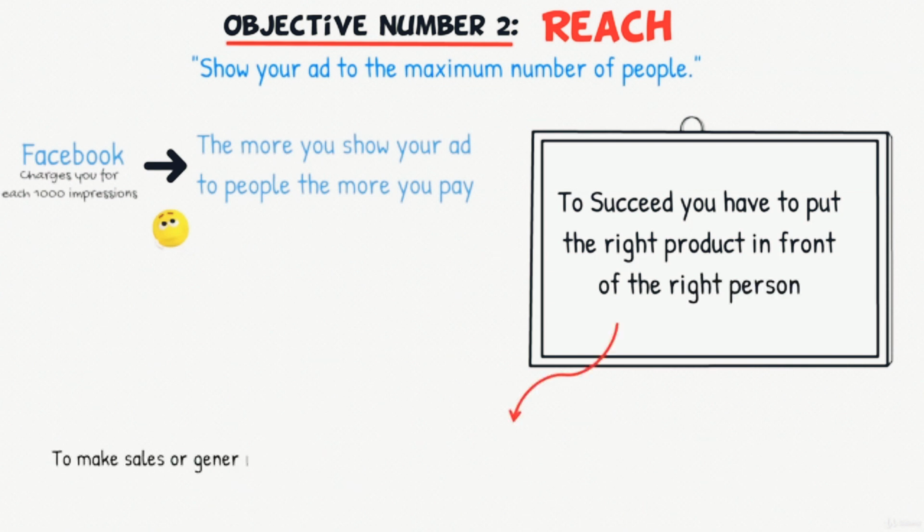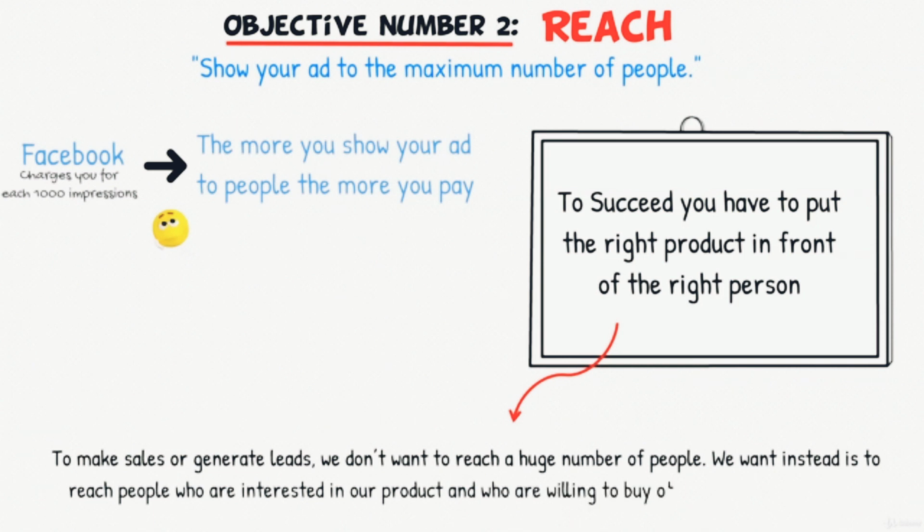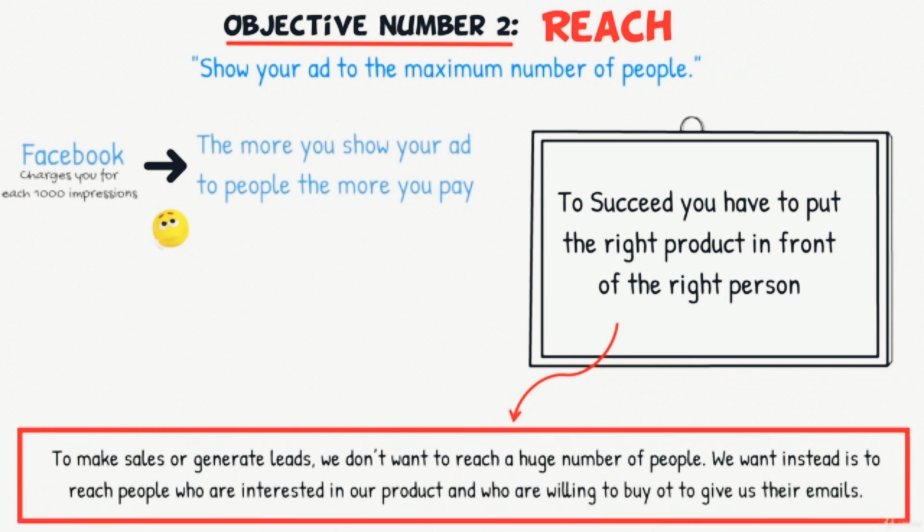So if we want to make sales or generate leads, we don't want to reach a huge number of people. What we want instead is to reach people who are interested in our product or service and who are willing to buy or give us their emails. If you have some piece of news to spread, the reach objective might be good for you. But this is not our case now.